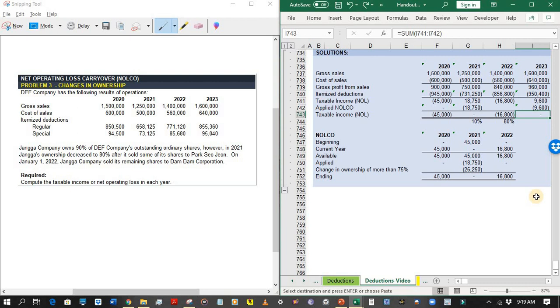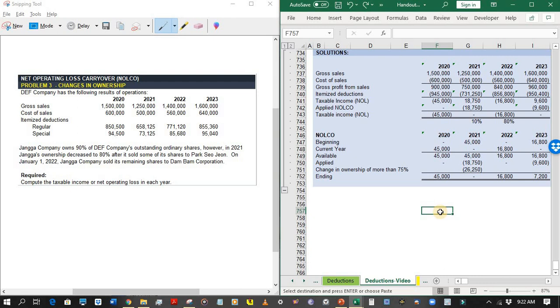So let us update our NOLCO. So for 2023, we will start the year with a 16,800 balance of NOLCO. And instead of increasing, it will be decreased by the amount of NOLCO applied in 2023, which is 9,600 pesos. So by the end of the year, our balance will be 7,200 pesos. And this will be available to be deducted against gross income until 2025 because the 7,200 was originally incurred in 2022, which is part of the 16,800 NOLCO in 2022.